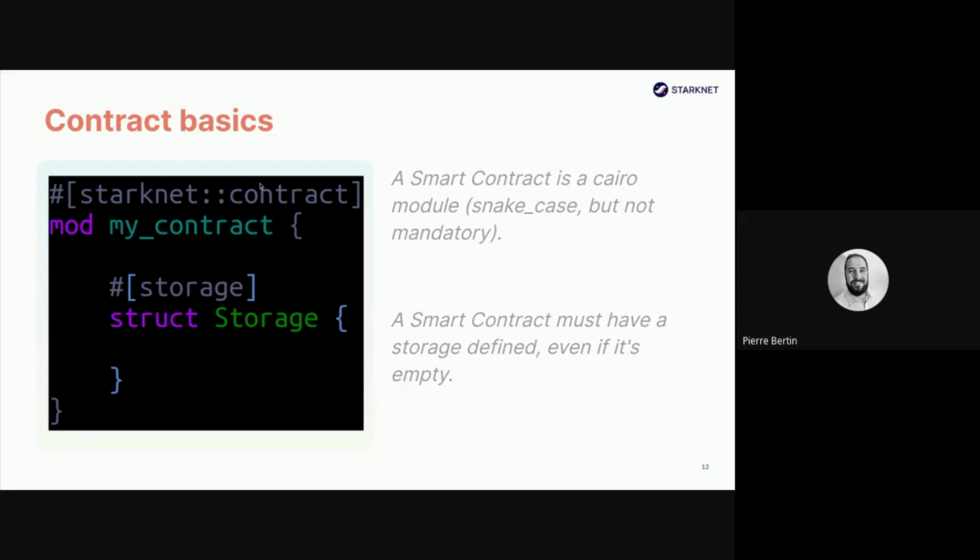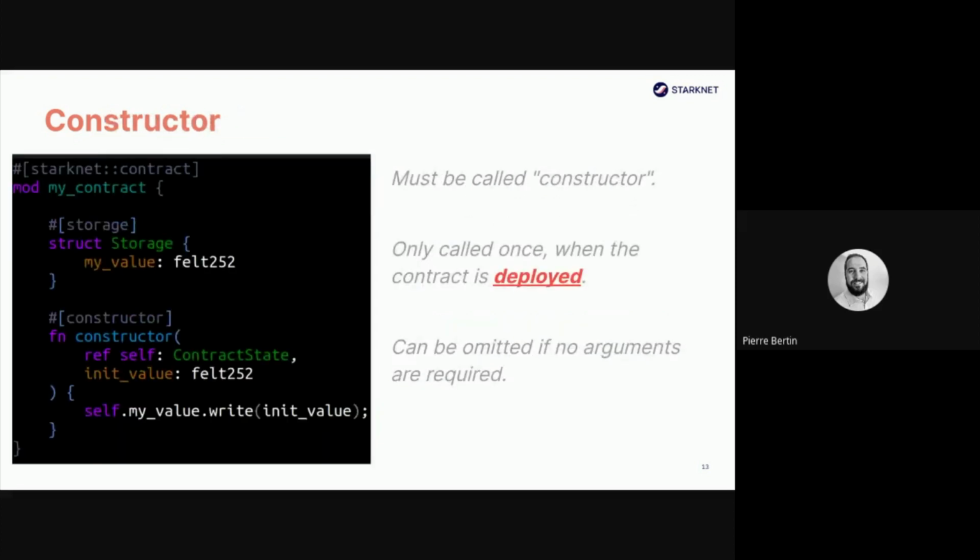And the very basics is, it can be an empty module, but we always have to put the storage, and the storage can be empty, but it has to be declared, okay? So this is a very minimal contract, this compiles, and this is a functional contract, okay? Then what we can have is a constructor. So as we have seen, we can write the code, which is writing the contract class, then we can declare it. And once it's declared, which means the code is on Starknet, we can deploy it.